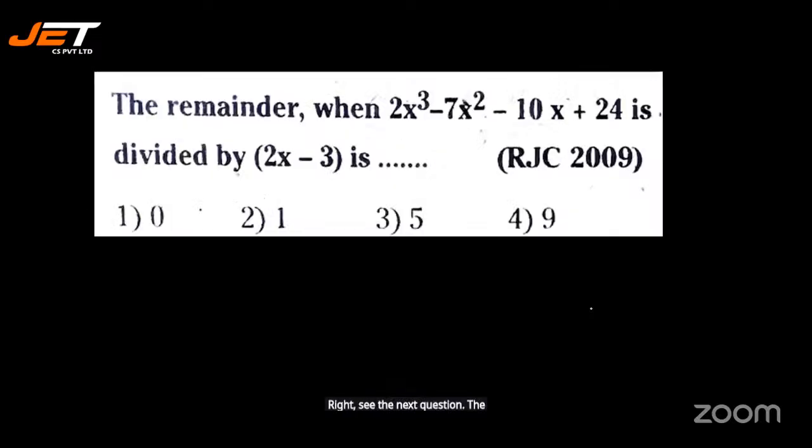The remainder when 2x cube minus 7x square minus 10x plus 24 is divided by 2x minus 3. The remainder, not the quotient. Okay. So what is it? The remainder when 2x cube minus 7x square minus 10x plus 24 is divided by 2x minus 3 is dash.